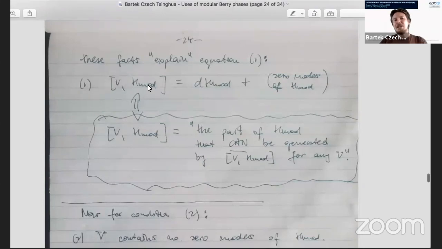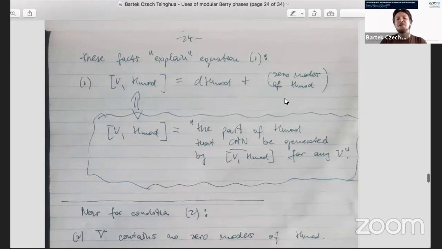When I write down this equation, what I'm really saying is find a V which generates that part in the change of H mod that can be generated by a commutator. And the part that cannot be generated, okay, forget about it. Okay, so that's equation 1.